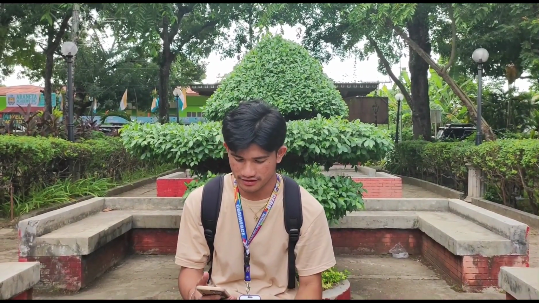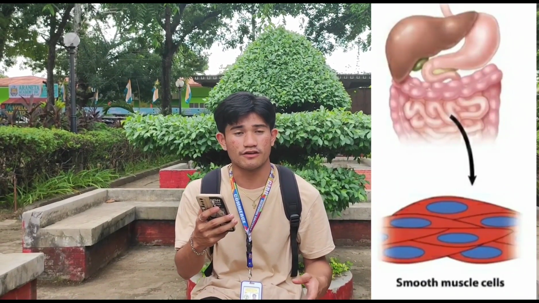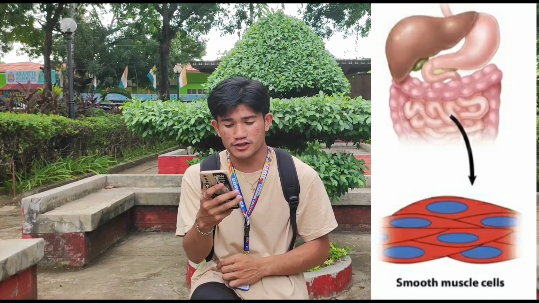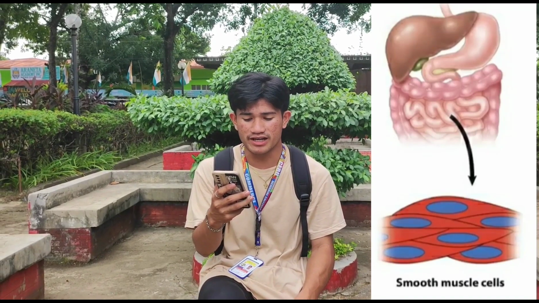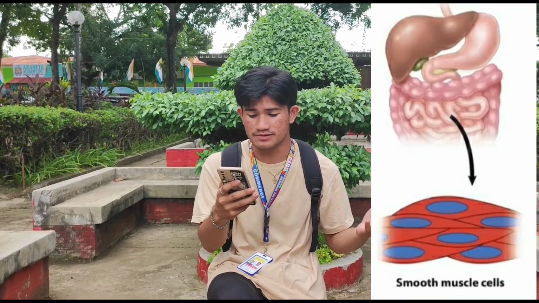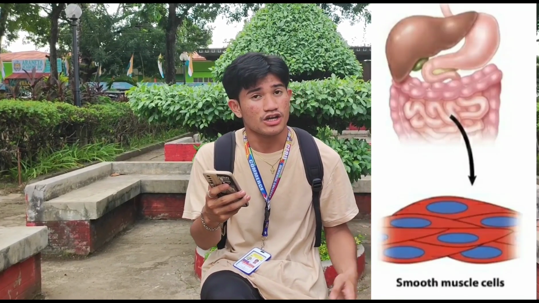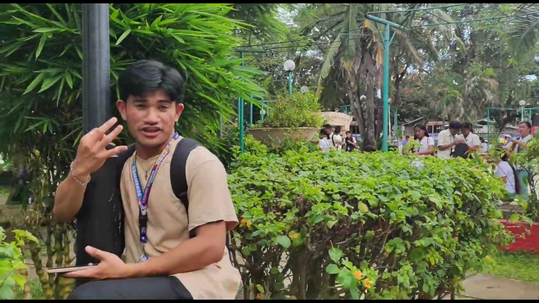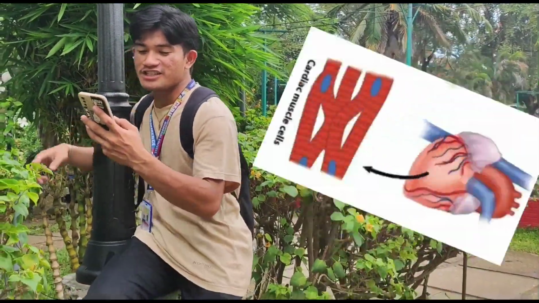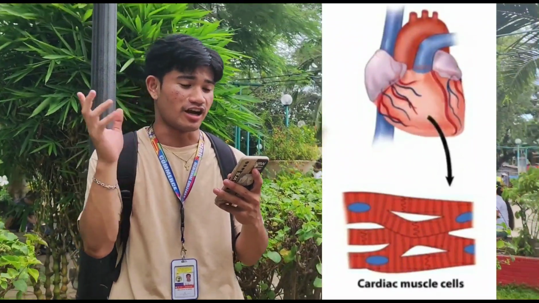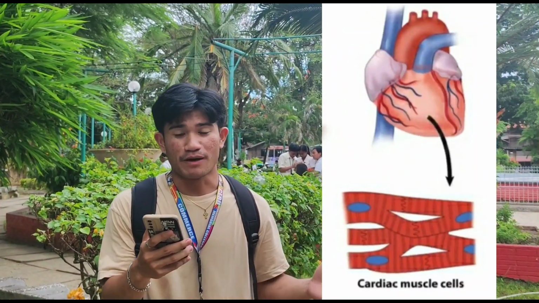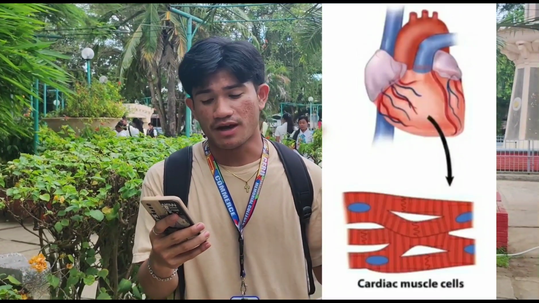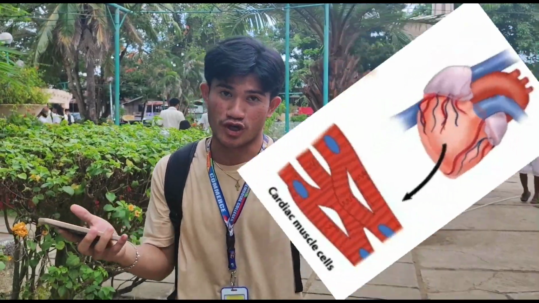Second is smooth. These muscles lie inside the organs such as the bladder, stomach, and intestines. Smooth muscles play an important role in many body systems, including the female reproductive system, male reproductive system, urinary system, and respiratory system. The third one is cardiac. These muscles line the heart walls. They help your heart pump blood that travels through your cardiovascular system. You don't control cardiac muscles, your heart tells them when to contract.